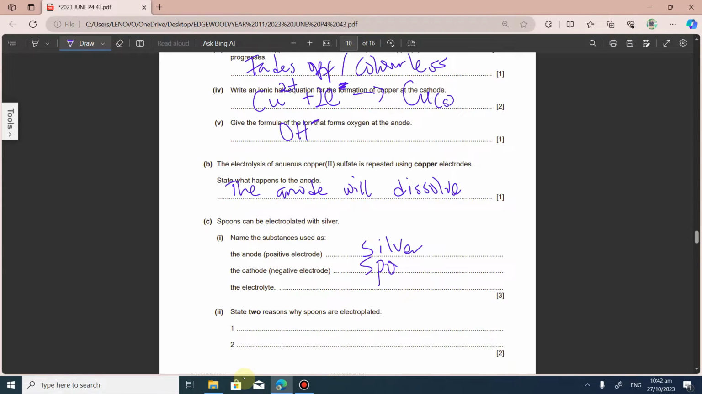So what you are trying to electroplate will be at the cathode, while what you intend to use to electroplate should be at the anode. And then the electrolyte in this case has to contain silver. So we can say an ionic compound of silver can be silver nitrate.